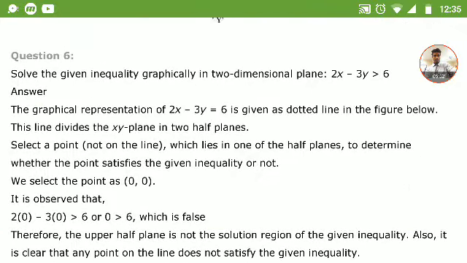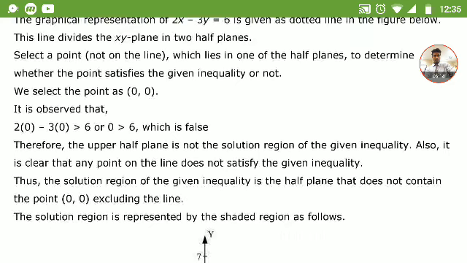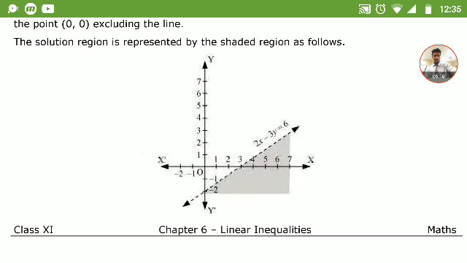Question number 6 is the same. In fact, exercise 2 and exercise 3 are the same. That's why 3 will be laid more stress. 2 is just the byproduct of what you're going to learn in exercise 3. It's less than, so dotted line obviously, and you have less than, so down portion, nothing else.